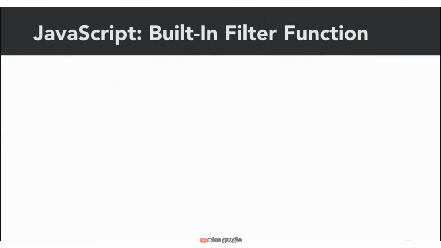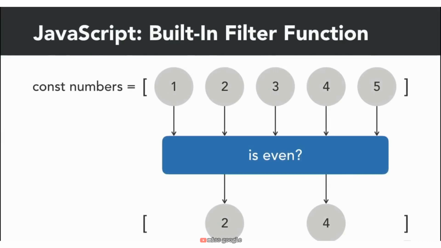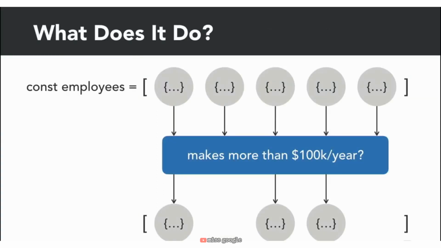The next important built-in array function is called filter. Filter is used when you want to find all of the elements in an array that fit some kind of criteria. For example, if we have an array of numbers and we want to get all the numbers from it that are even, or if we have an array of employee data and want to find the employees from this array that make more than a certain amount per year, these are things that filter can help us with.